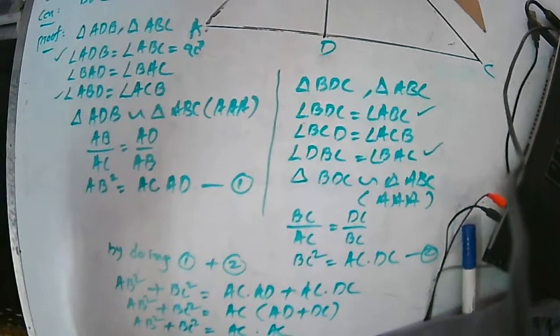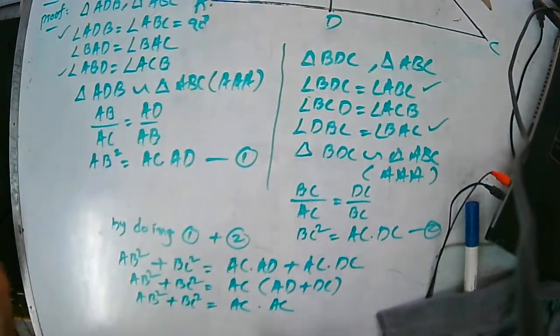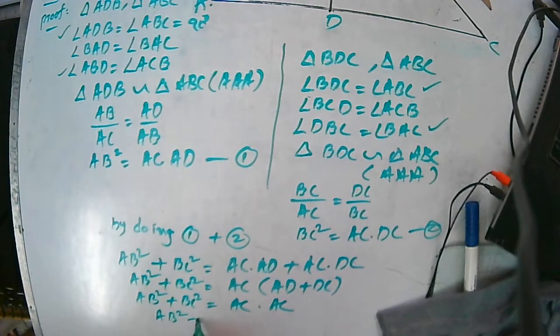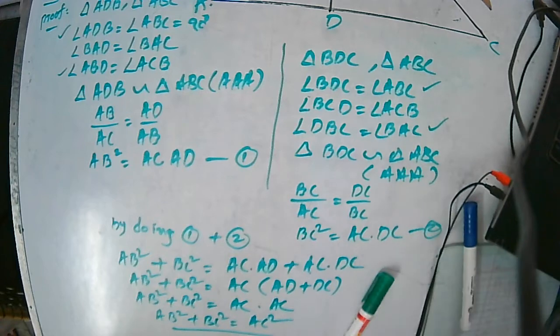Then the next step you can write AB square plus BC square equal to AC into AC, you can write AC square. So we can say the square of the hypotenuse is equal to the sum of the squares of the other two sides. Hence it is proved. Okay. Thank you.